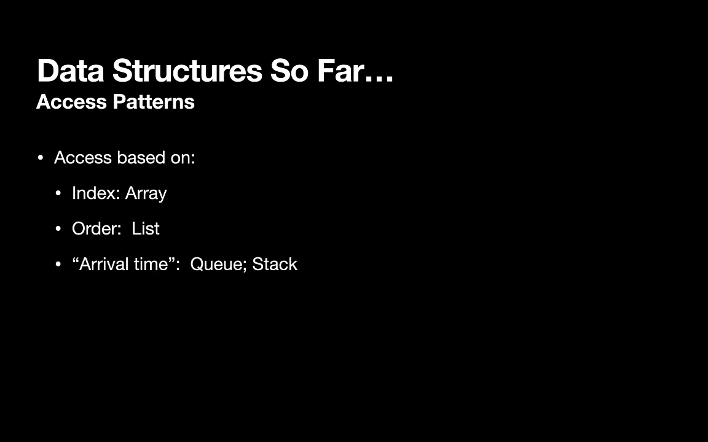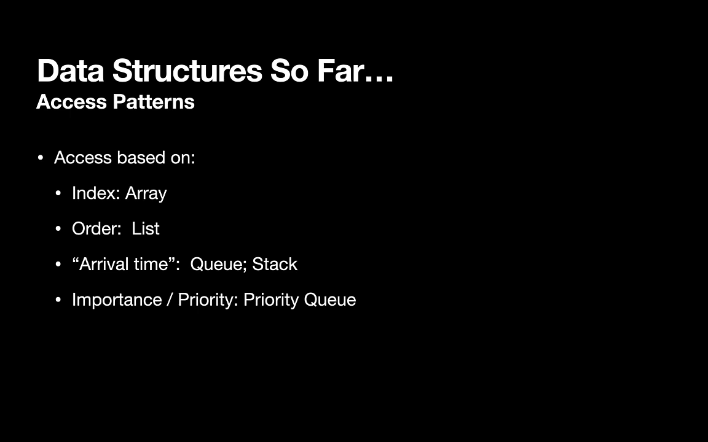We've largely been focused on access patterns. So we've looked at access based on using an index with just the generic concept of an array. Then we kind of abstracted that to the idea of a list, and we looked at different implementations of a list. So implementing a list with links versus implementing a list using an actual array. Then we looked at access based on arrival time with the queue and the stack. So queue is first in, first out. Stack is last in, first out.